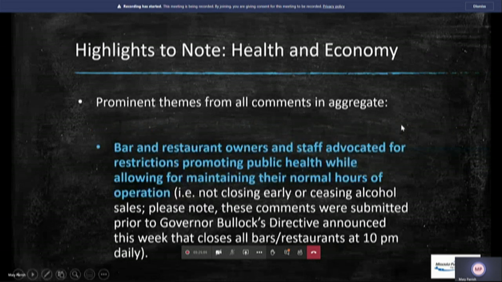Another thing, and this goes to what Ellen and Shannon also alluded to: bar and restaurant owners and staff were advocating for restrictions promoting public health, but they also wanted to keep the door open for having conversations around maintaining their normal hours of operation. So are there any creative workarounds where we could promote public health, but also keep an eye to the health of the economy?